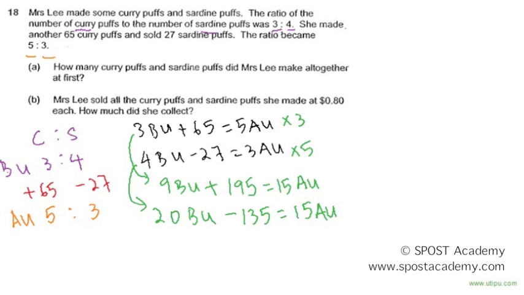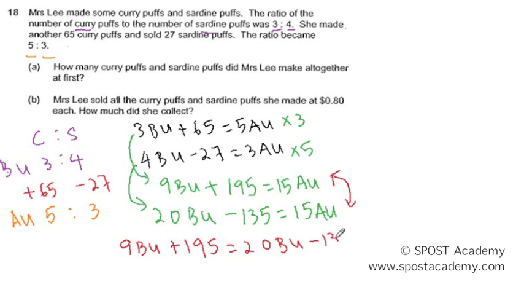So from here we can see that both are 15 after units, which means that they must be the same. So the conclusion is that 9 before units plus 195 is actually equivalent to 20 before units minus 135. So in order for them to be the same, the 9 before units must plus 195. I can further break this down to be 9 before units plus 11 before units minus 135.